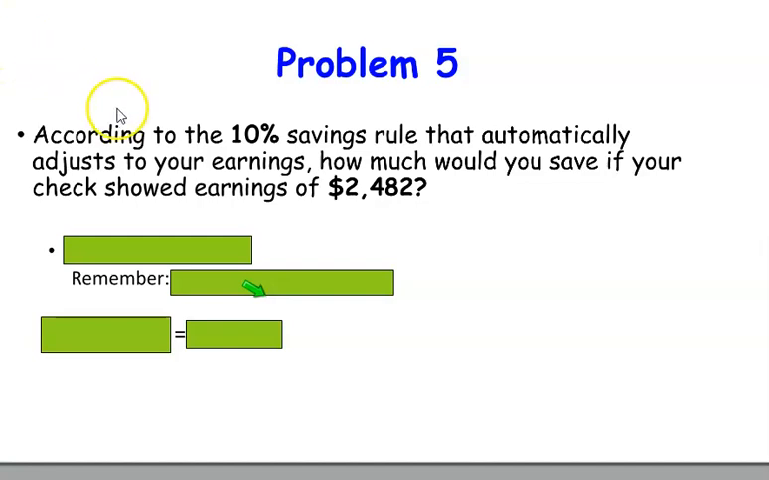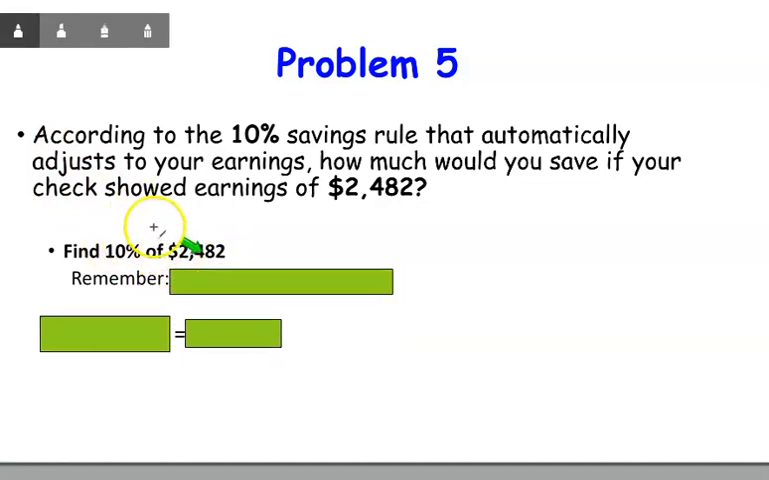So here is problem 5. According to the 10% savings rule that automatically adjusts to your earnings, how much would you save if your check showed earnings of $2,482? What math would you do? Who remembers? Yes, find 10% of $2,482. Remember, "of" always means to multiply.